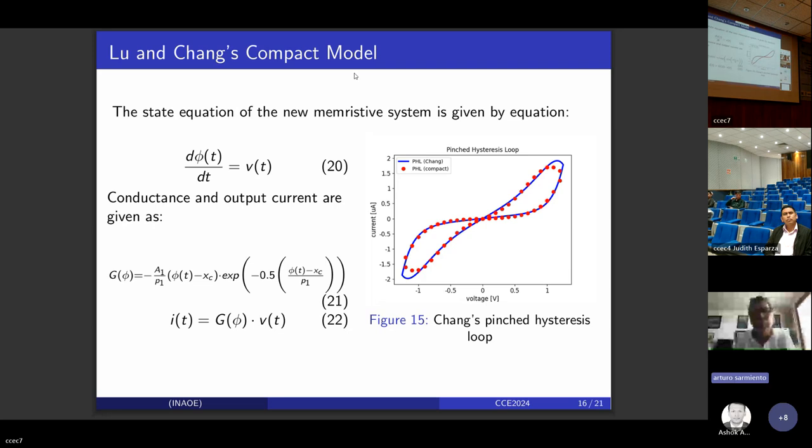Here again, we obtain our expression, and we see that the original model in blue differs from ours. We differ from the original model in the corners of the hysteresis loop, because that's the place where the fitting procedure is under more stress. And we have the expression given in 20 and 21. The next, please.